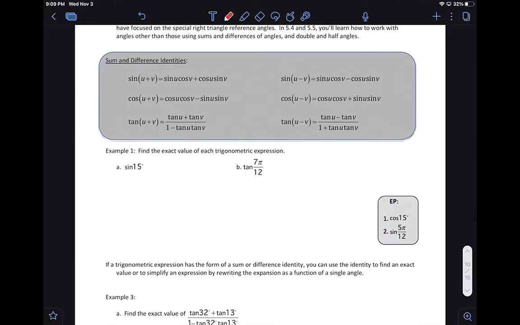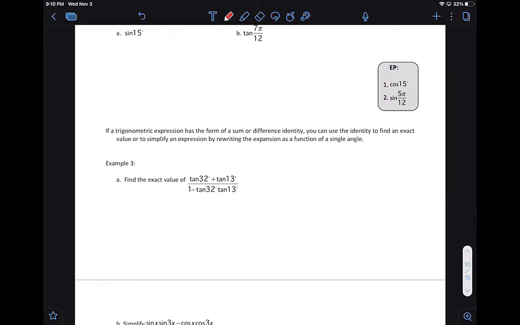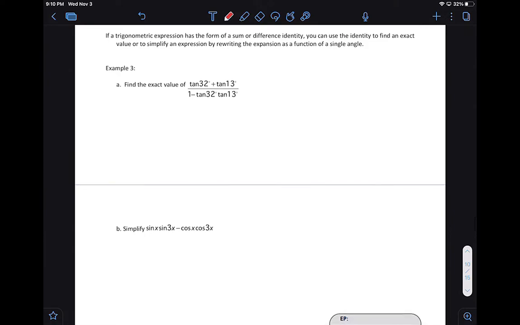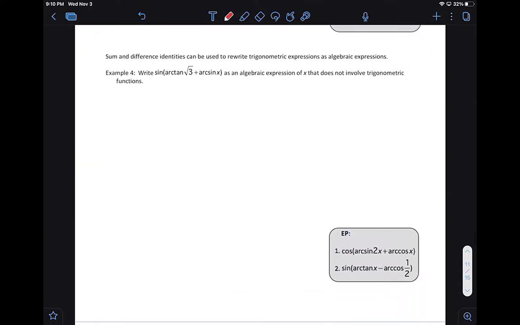Kind of the big thing here is, sine of 15 is not on our unit circle, but if we can figure out the two things that add up to 15, we can, in a way, expand this out and actually figure out the exact value of sine of 15 using these formulas here. So you can do that in terms of degrees and radians. Sometimes we can take something that's already been expanded and condense it down into one expression and then solve. So we'll have a few of those.